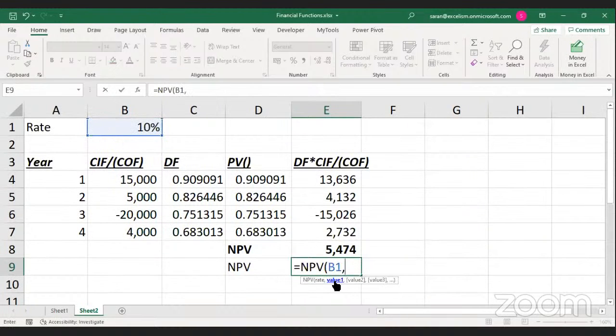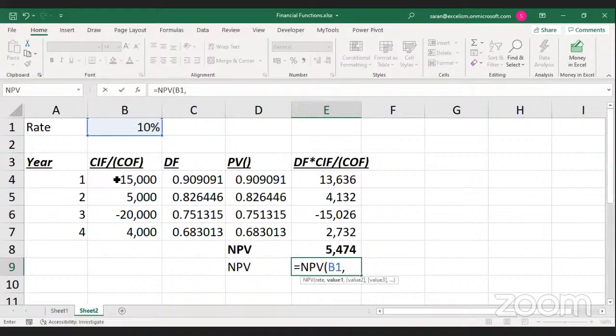Value one, don't confuse. Many people think value one is nothing but the initial investment. That is wrong. Value one is nothing but the first year cash inflow or outflow. If my example has an initial investment, what am I going to do? Simple. After the entire NPV function, you can do minus or plus to the result, because for the initial investment, the discounting factor is always 1, for which I need not calculate any present value, as simple as that.